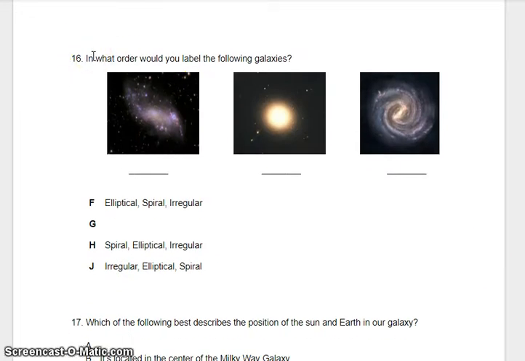16. In what order would you label the following galaxies? This one, and this one. What would you put here? The choices are elliptical, spiral, and irregular. H, spiral, elliptical, then irregular. Or J, irregular, elliptical, and spiral. Name those 3 galaxies.